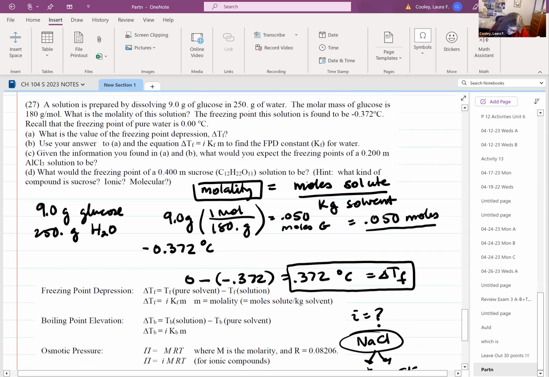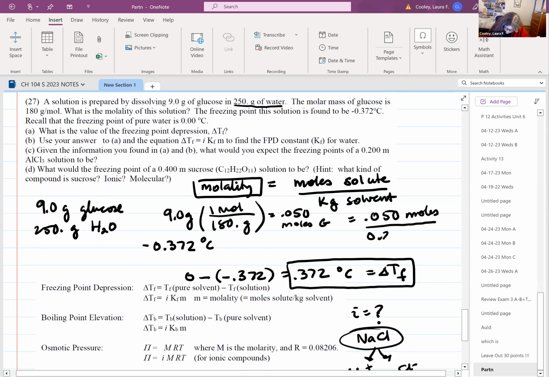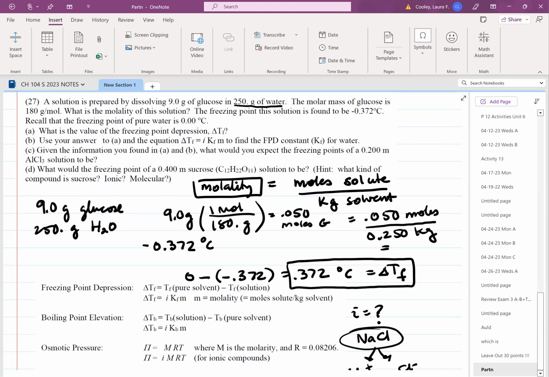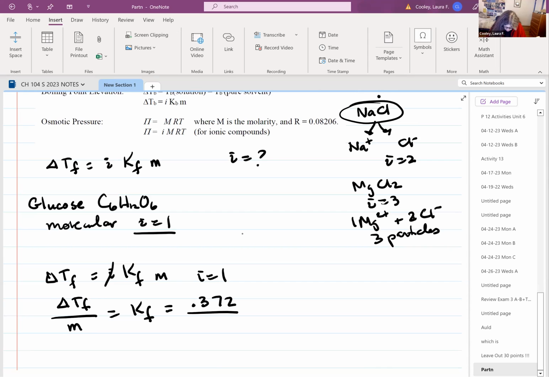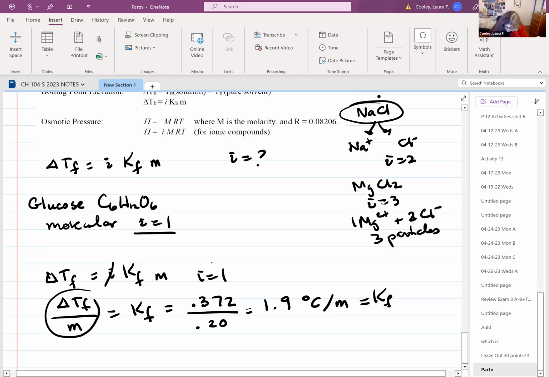It said it was 250 grams. So we have to make that kilograms. And this comes out to 0.200, or 0.20 molal, which is just 0.20 little m. So now we go down here and we take the delta TF divided by that 0.20. And it comes out to, well, in 2 sig figs, it's 1.9. So that's the K. It's really 1.86, but that's all right.